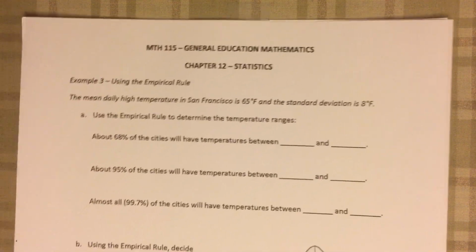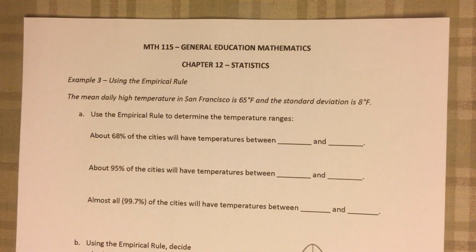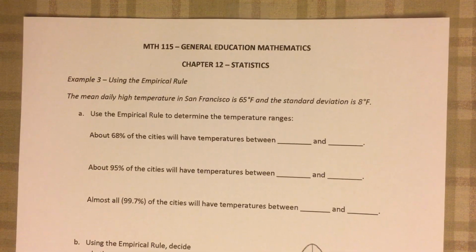Okay, so we are going to use this empirical rule to find out some different things about a particular distribution that we are looking at. The mean daily high temperature in San Francisco is 65 degrees Fahrenheit, and the standard deviation is 8 degrees Fahrenheit. Use the empirical rule to determine the following temperature ranges. First, we want to determine the values for 68% of the temperatures.